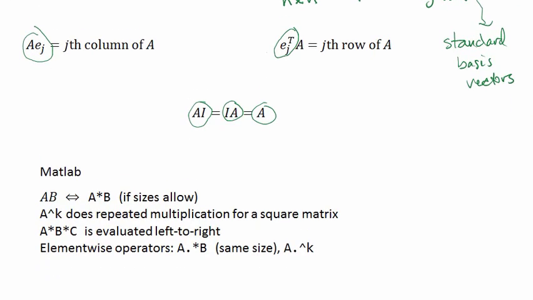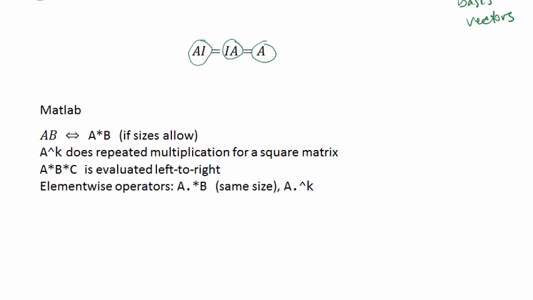Finally, I just want to mention how these things are done in MATLAB. So a matrix product, AB, is done just as A star B in MATLAB. If the sizes of A and B are compatible, you'll get A times B in the matrix sense. If not, you get an error. There's also the idea of raising a matrix to a power. That only works for square matrices mathematically, and so that's the only way it's defined in MATLAB. So A cubed, for example, means A times A times A, although it might be computed quite a bit faster than that.